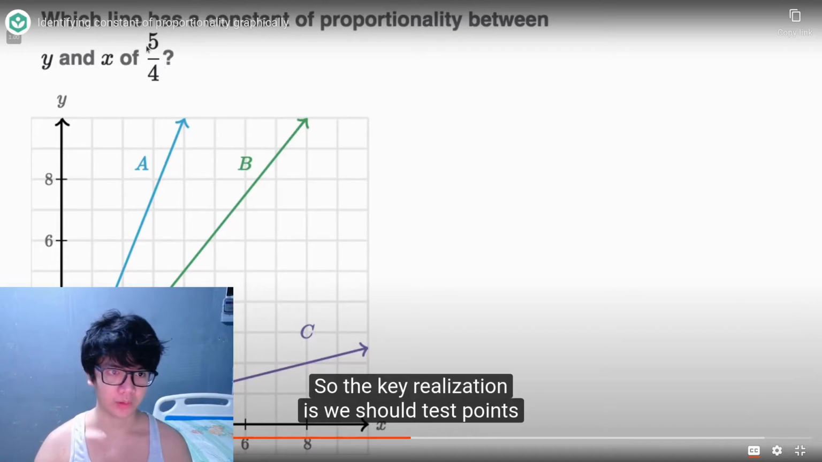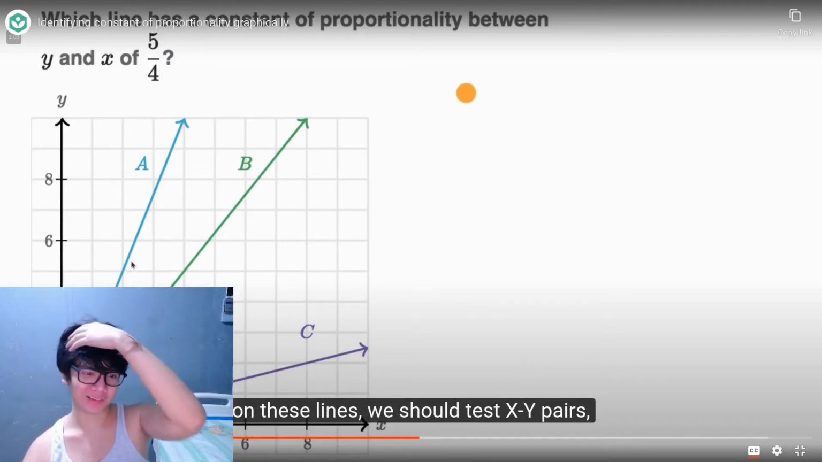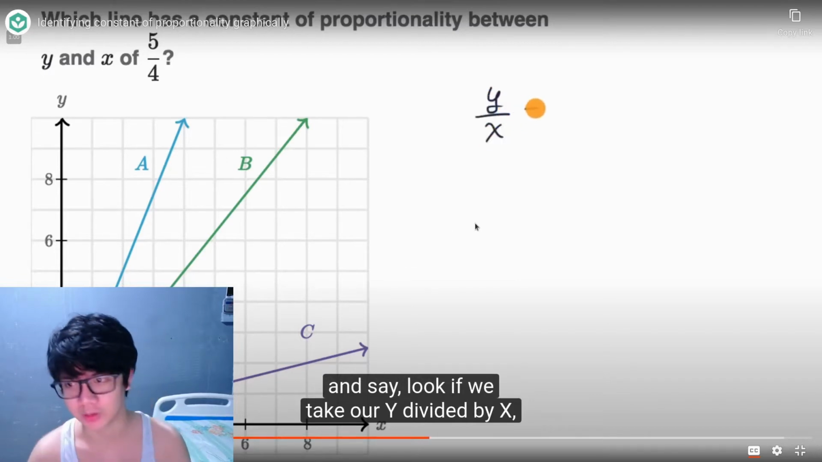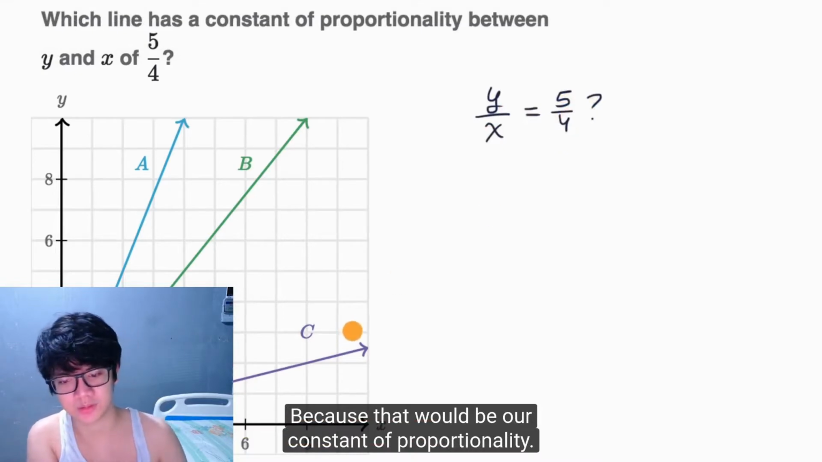Okay, so would that be the same as our y equals 5 and then x equals 4? Test points on these lines. Line A, we should test x, y pairs and say, well, look, if you take our y... No, not really. Y of 5 and x of 4 actually B. Oh my god, I'm an idiot. Do we get 5 fourths? B? Because that would be our constant of proportionality.